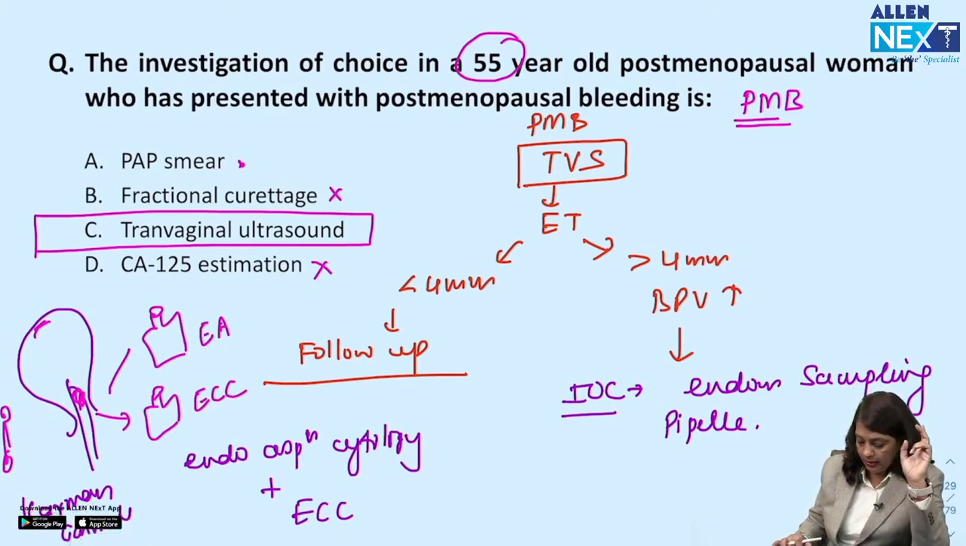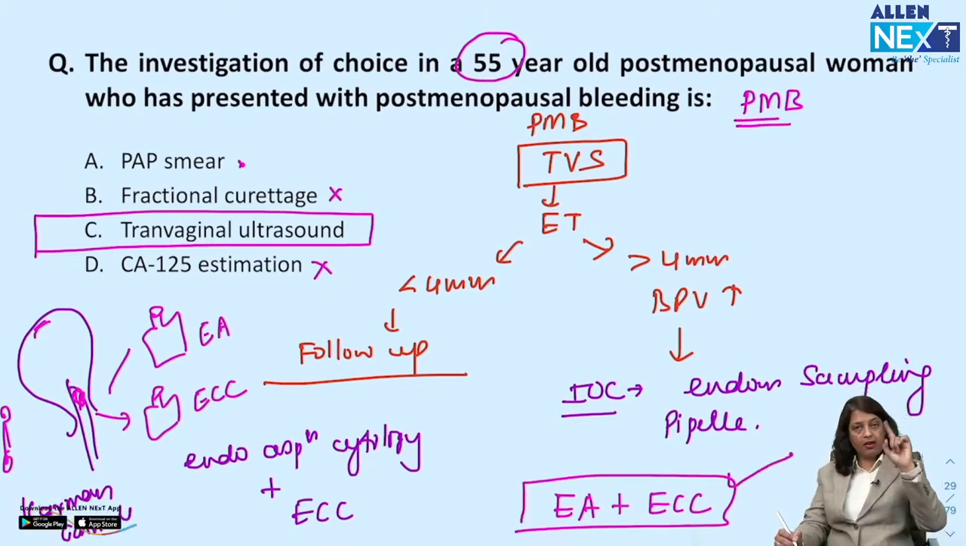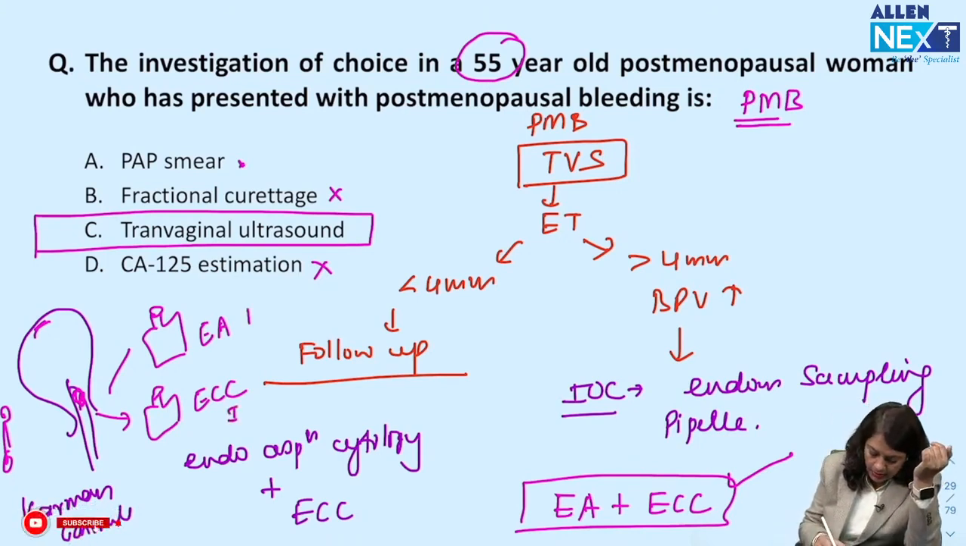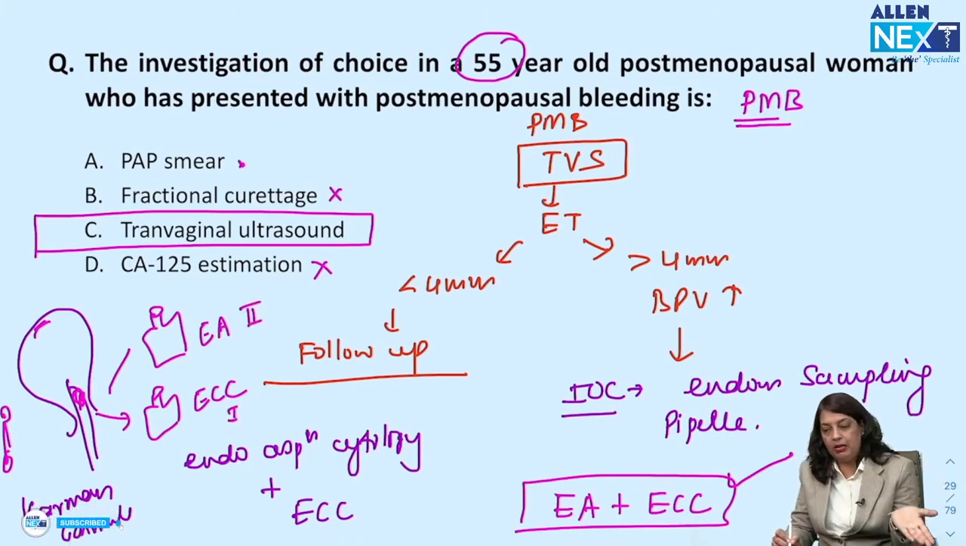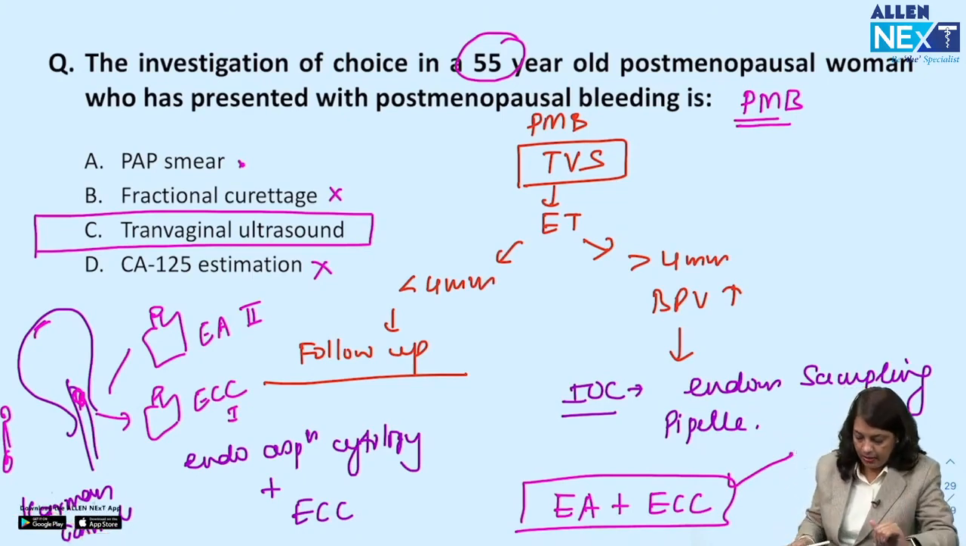तो मुझे 2 सैंपल लेने हैं. इस इन्वेस्टिगेशन को हम क्या बोलते हैं? EA प्लस ECC. तो पहला इन्वेस्टिगेशन मुझे क्या लेना है? ECC, सर्वाइकल क्यूरेटाज सबसे पहले लेते हैं, फिर उसके बाद मैं EA लूँगी. तो इसको मैं सैंपल नंबर 1 एंड सैंपल नंबर 2 सेपरेटली लेबल कर दूँगी एंड सेंड इट फॉर हिस्टोपैथोलॉजिकल एग्जामिनेशन.